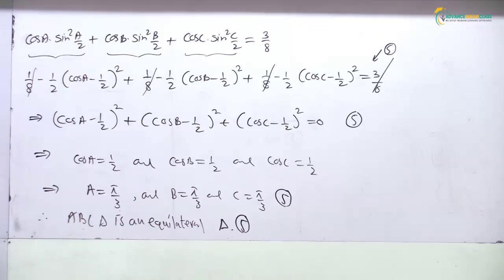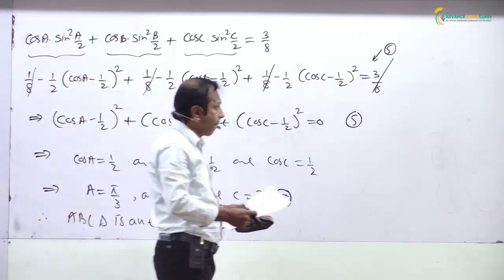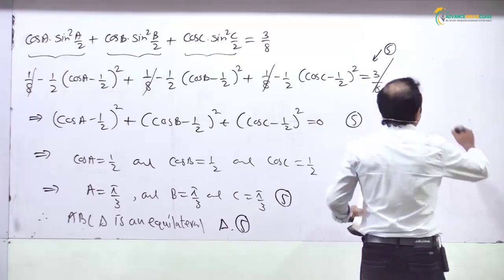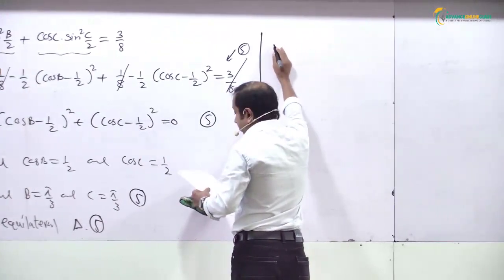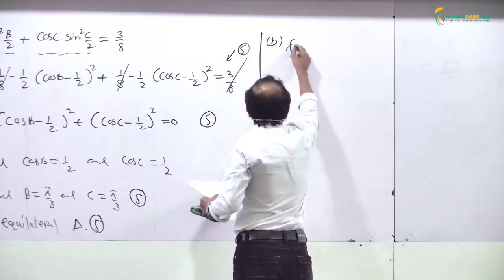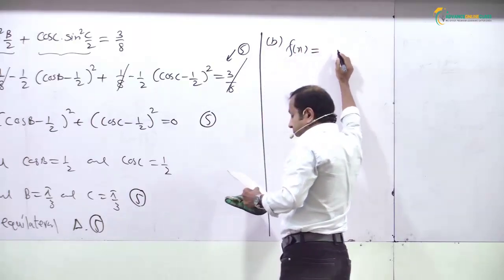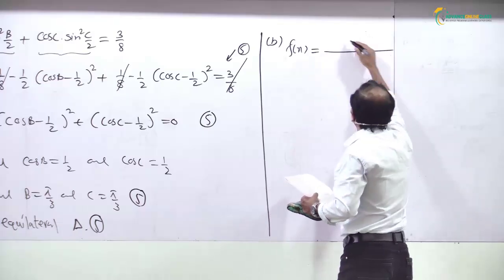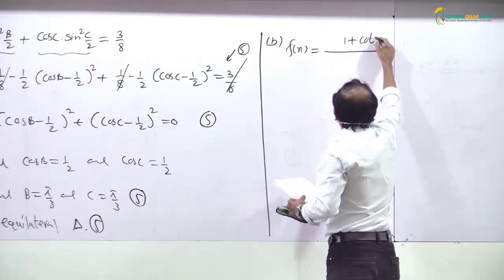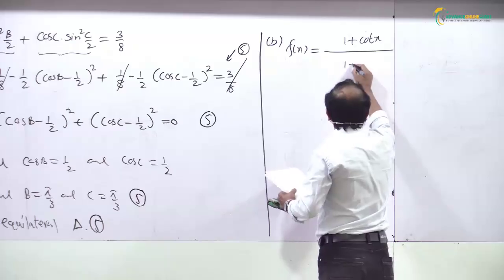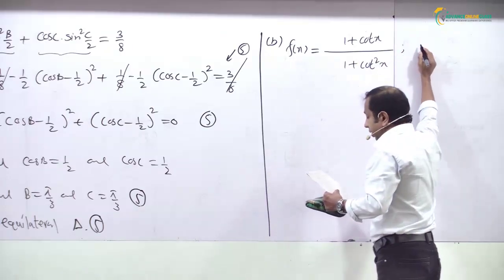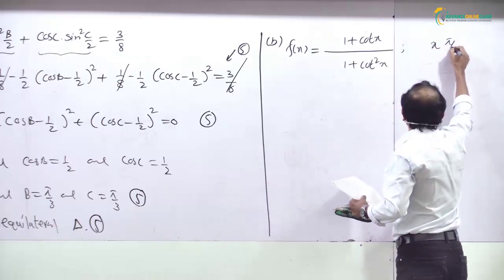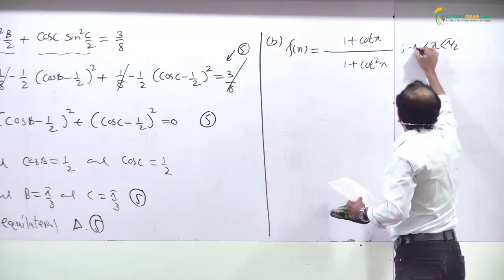Right now. Next one, f(x) equals (1 plus cot x) divided by (1 plus cot squared x), x in between pi by 2 and minus pi by 2.